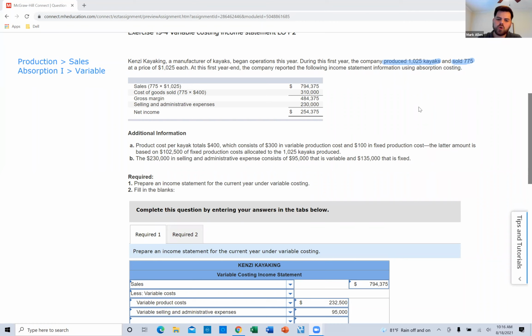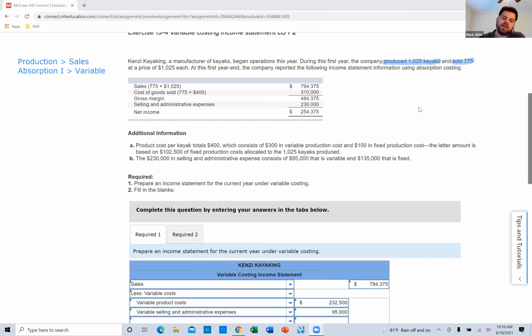So we've been given that up top. This is more or less our absorption costing income statement, right? It's a little bit more abbreviated than the way that we did one on the previous question, but it's fine. It's got all the key components: sales, cost of goods sold, gross margin, all of our other expenses, and then all the way down to net income. So it looks fairly complete.